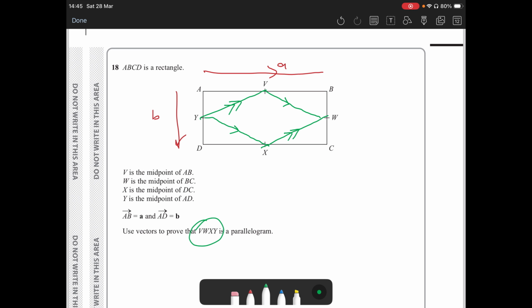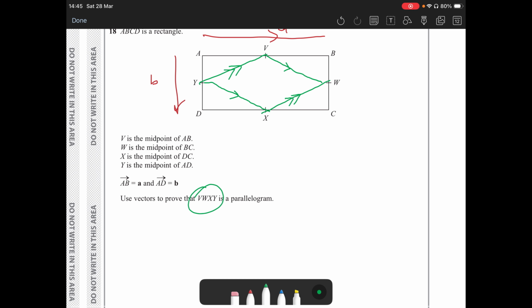So we need to prove basically that... this is an interesting one. In order for that shape to be a parallelogram, we need to prove that VW equals YX and YV equals XW. Okay, so let's do that.